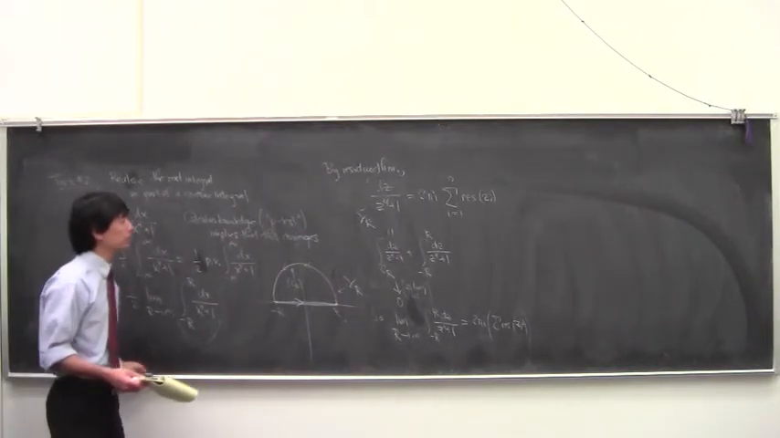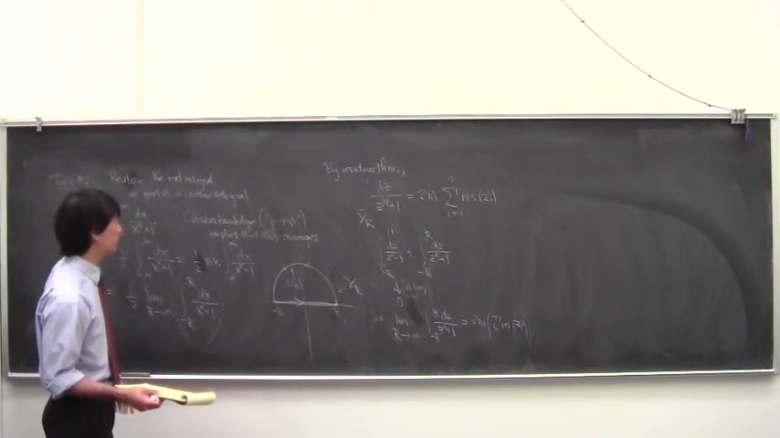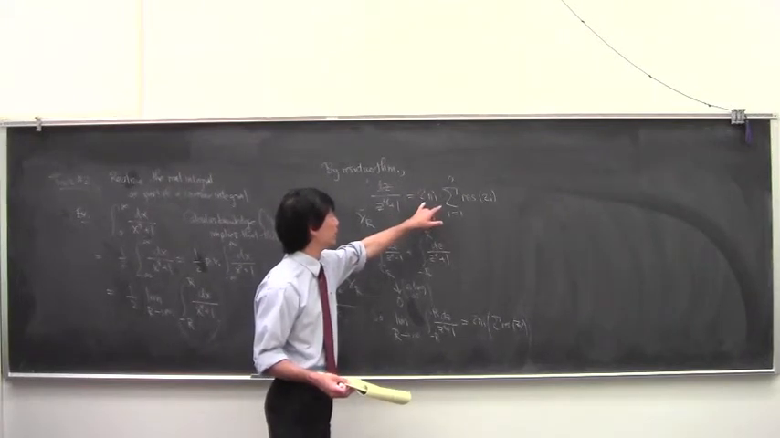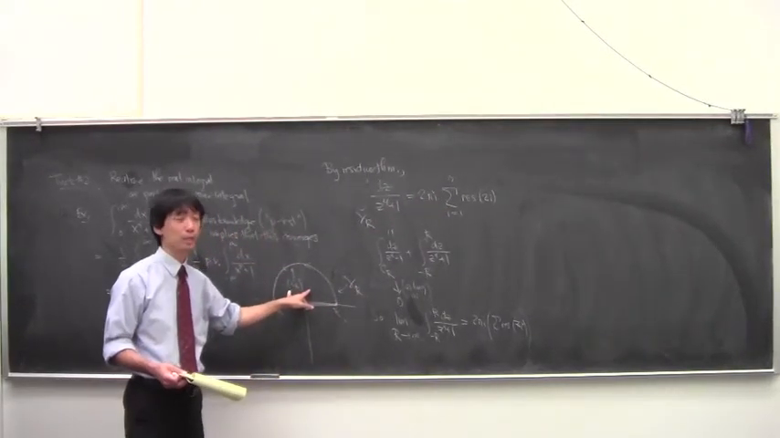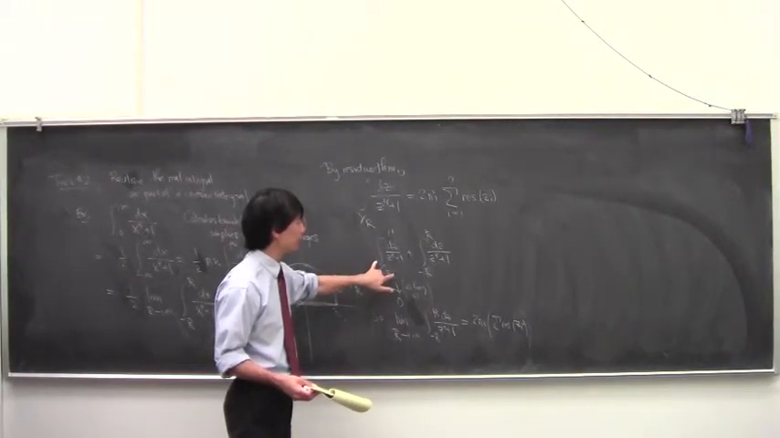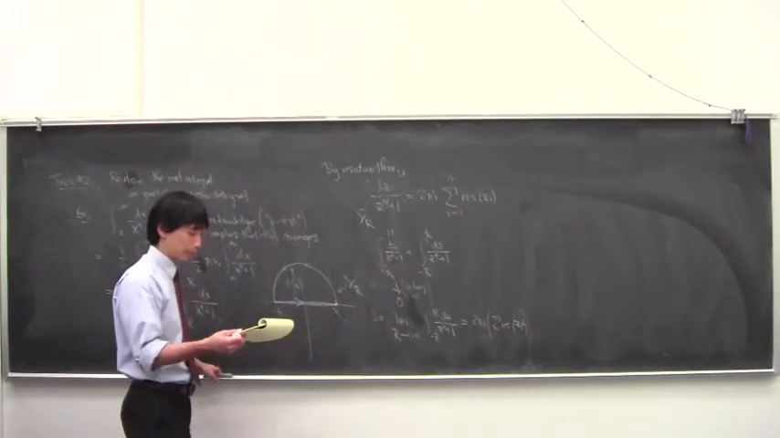Now let's put this together. The two things we need to do: one is find the poles and evaluate the residues, and two, we need to get the bound and show that this thing goes to 0 as r goes to infinity.